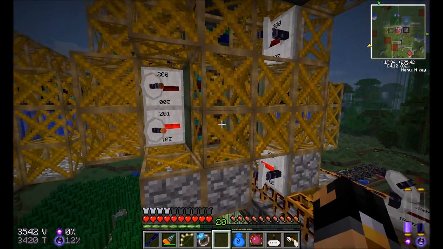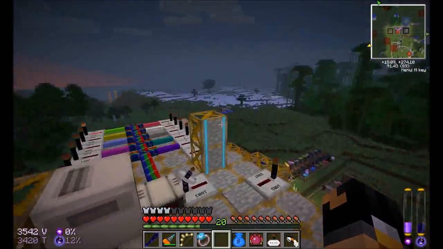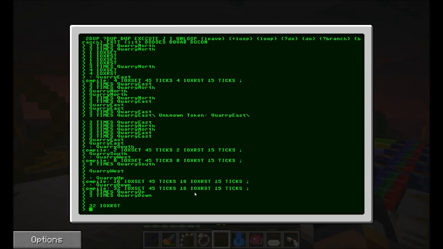Still on. Did I type that command wrong or something? Maybe I did. Let's check. Ah, yes I did. 32 IOX set, 45 ticks, 16 IOX reset, because this here should be 32. So 32 IOX reset. Now I believe it's forget. Quarry down, I think.